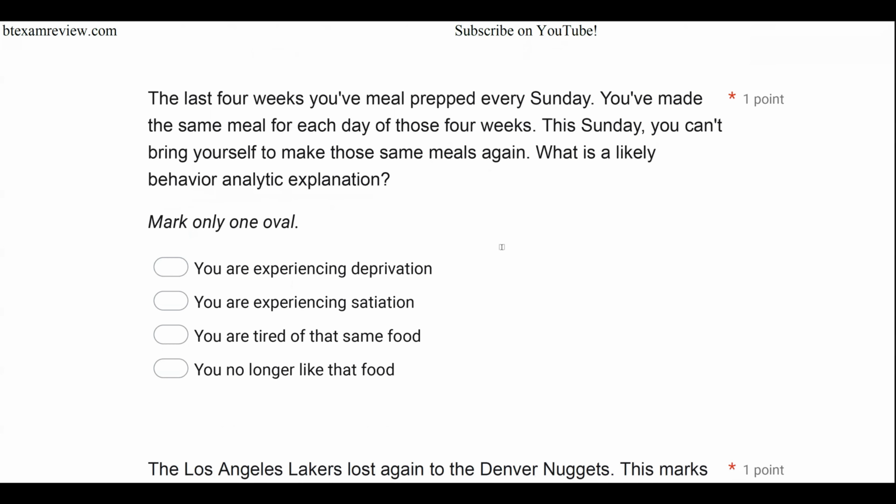Last 4 weeks, you've meal prepped every Sunday. You've made the same meal for each day of those 4 weeks. This Sunday, you can't bring yourself to make those same meals again. What is a likely behavior analytic explanation? So you always want to explain things in behavior analytic terms. What does that mean? Well, it means we want to, especially on the exam, try to use behavior analytic terminology, and then we want to be objective. We want to be behavioral, right? So we want to explain things like we would in practice.